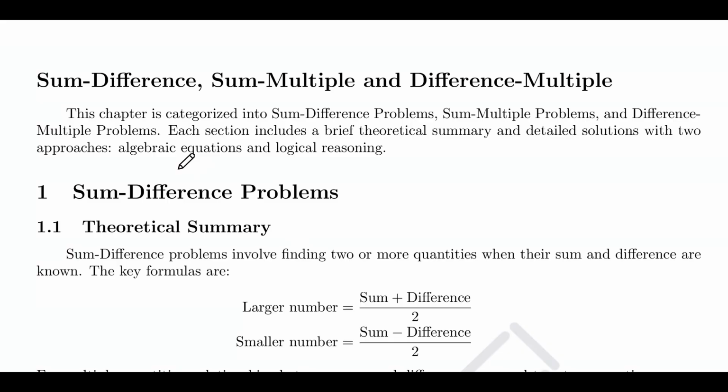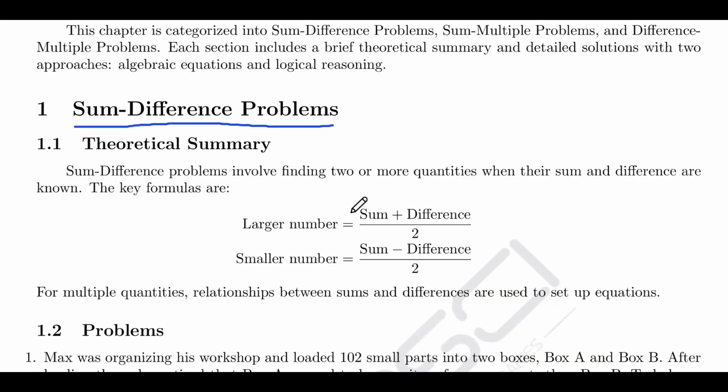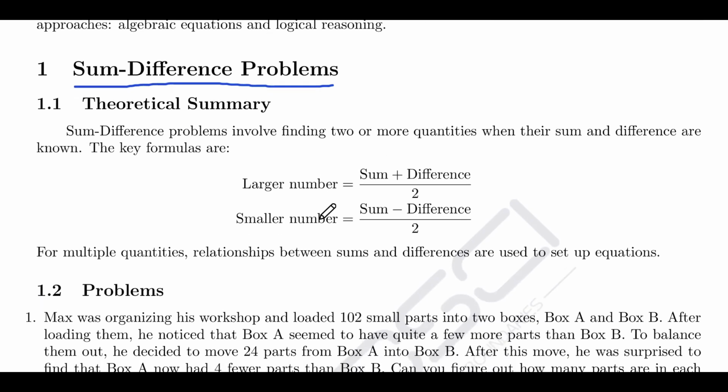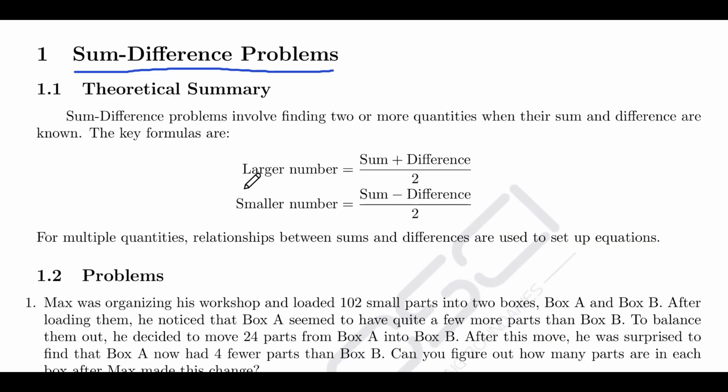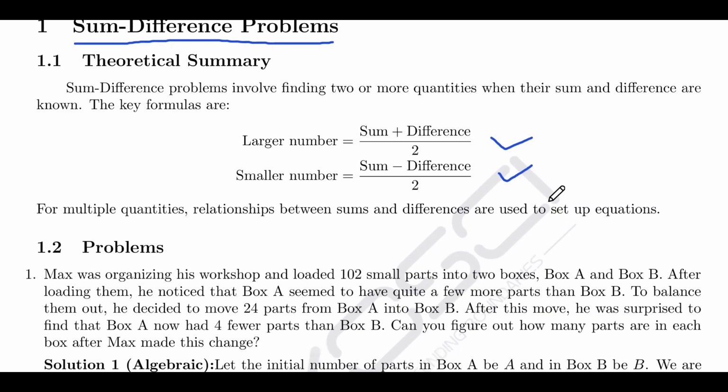Today, we're going to talk about sum and difference problems. That means situations where we know the total of two numbers and also know how much one is bigger than the other, and we want to figure out what the two numbers actually are. Whenever you know both the sum and the difference, there's a simple way to find the two numbers. The bigger one is half of the sum plus the difference, and the smaller one is half of the sum minus the difference. That's the key idea we'll use today.